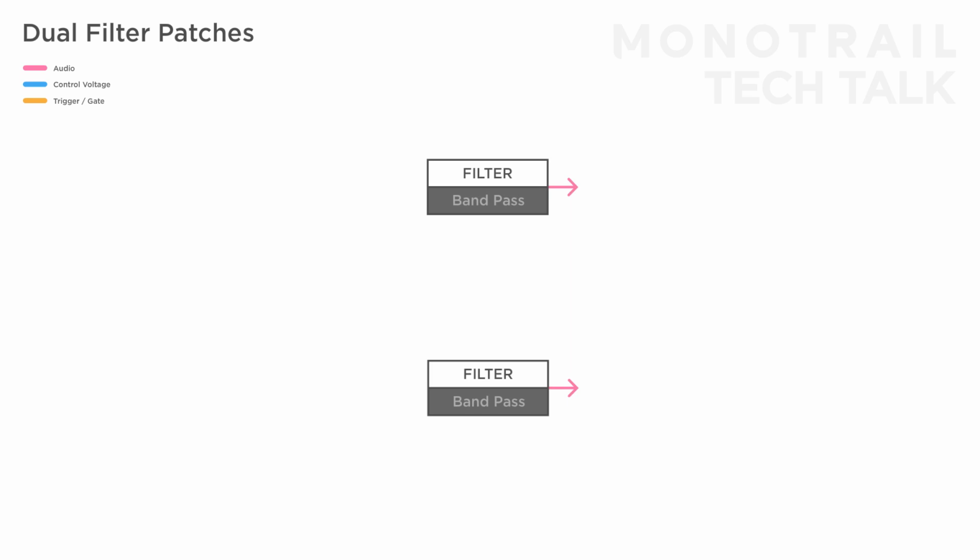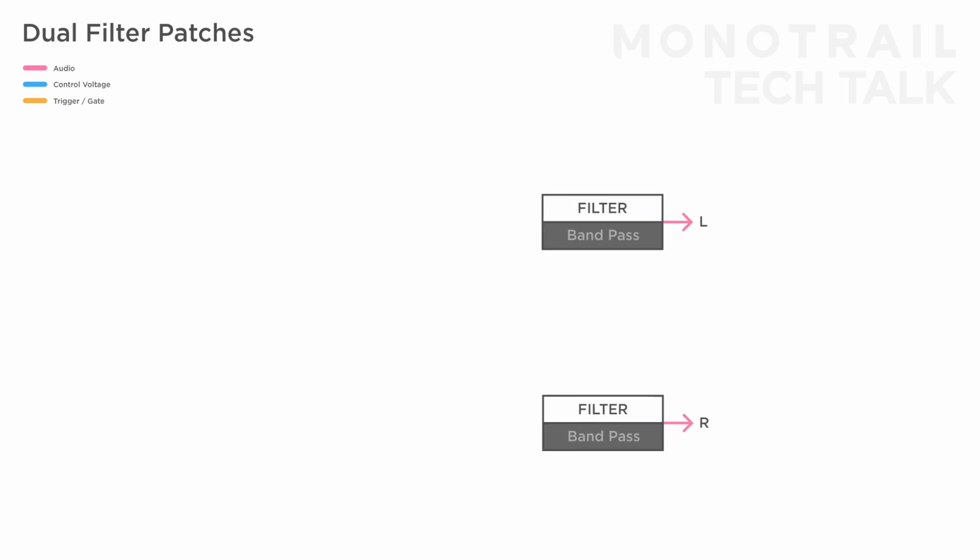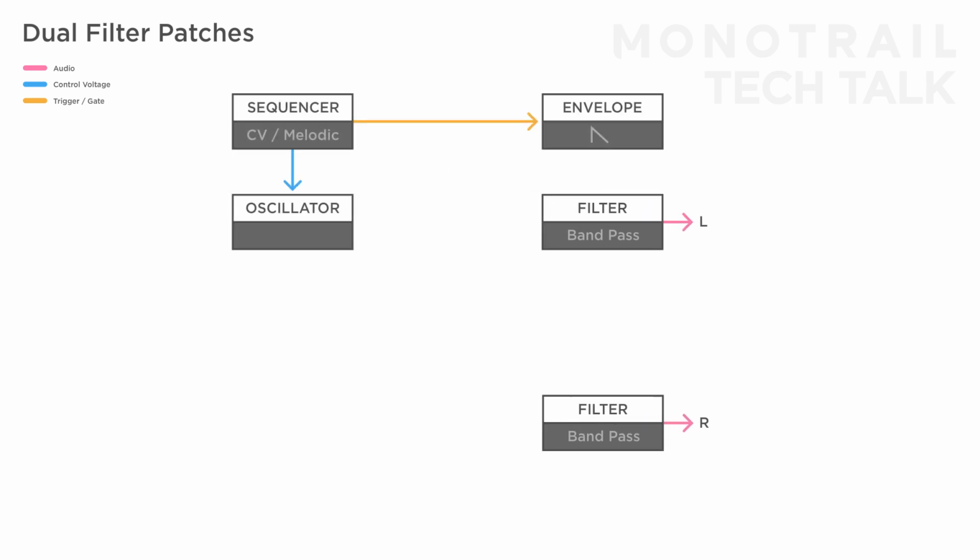Using two filters in parallel creates different options. For starters, you can easily create wonderful stereo sounds. For example, set up a simple voice and run it through two filters with the same settings.